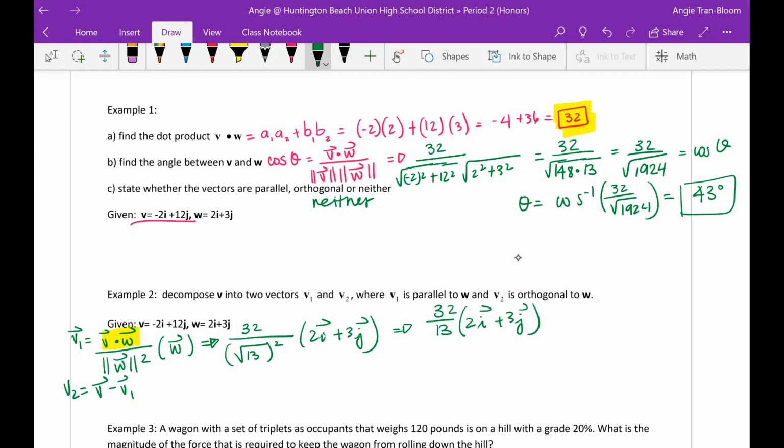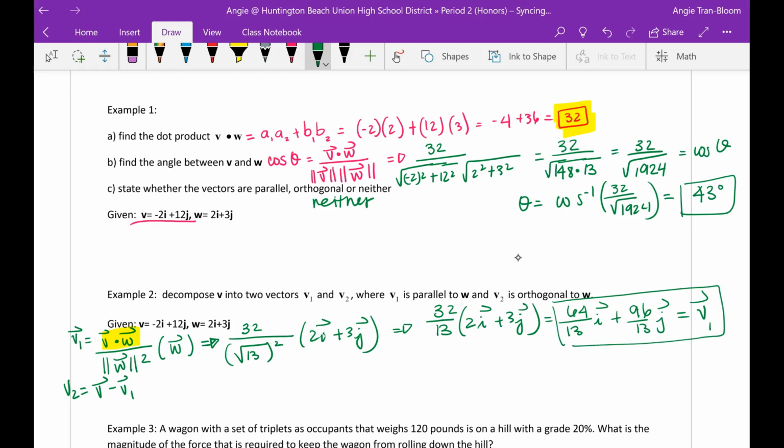Let's simplify this so I can get V subscript 1 in a nicer way. Let's multiply. 32 over 13 times 2 is 64 over 13 in the i direction, plus 32 times 3 is 96 over 13 in the j direction, and this is your V subscript 1.